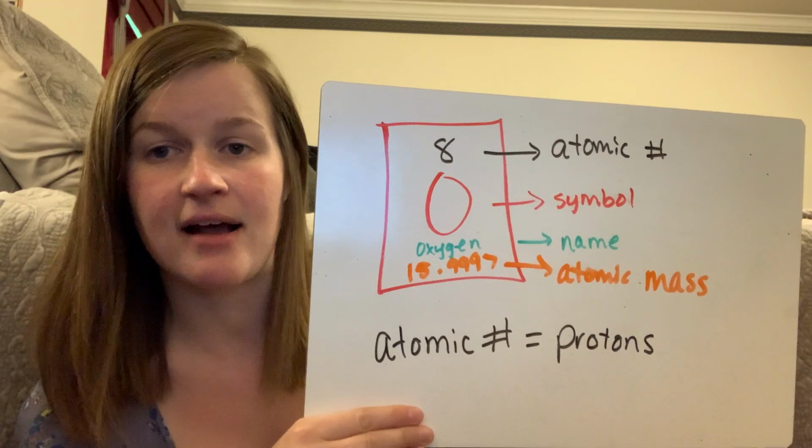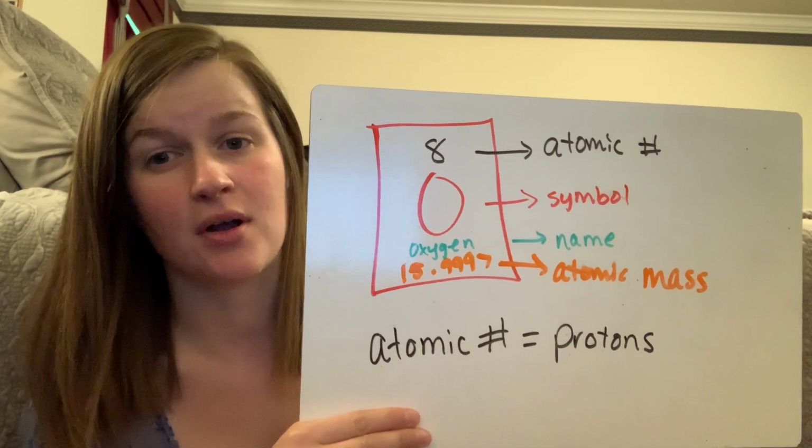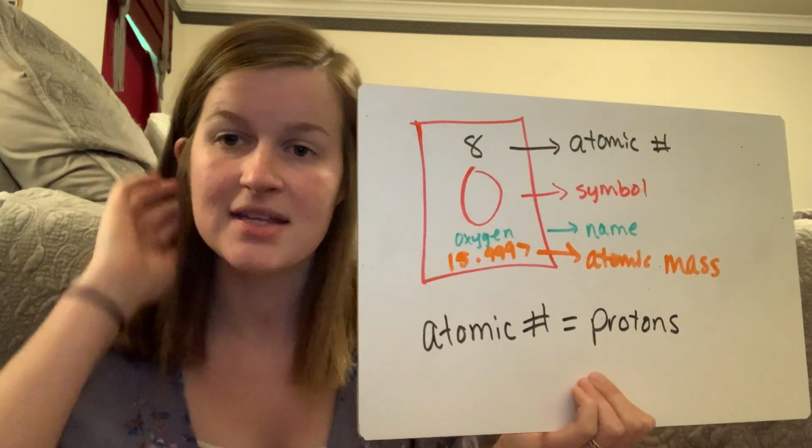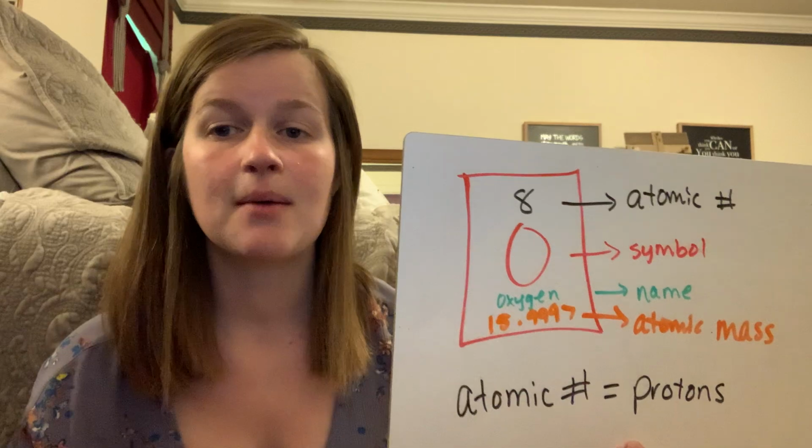How we identify elements is by their atomic number. So the atomic number is equal to the number of protons that they have inside of their nucleus. And that number is specific to each element. If you have an atom with only one proton, it is always hydrogen. That is the defining characteristic of hydrogen. If it has two, it's helium every single time. Two protons, helium. Three protons would always be lithium.